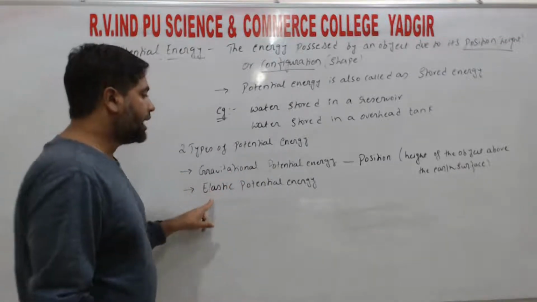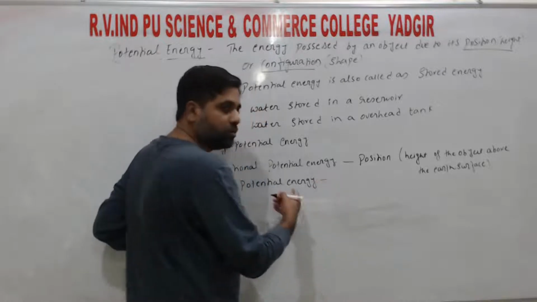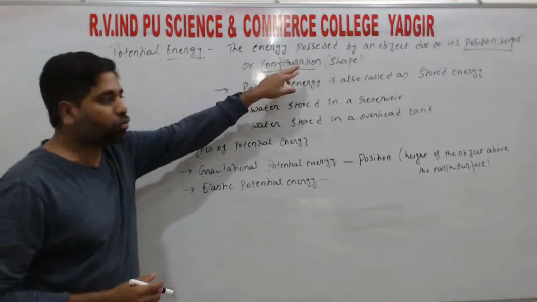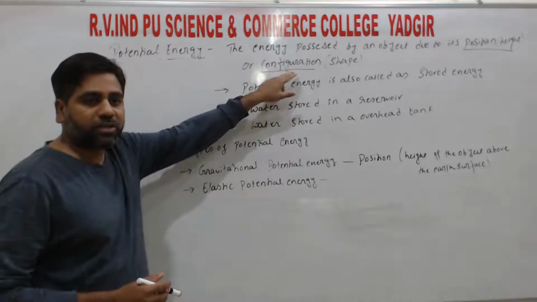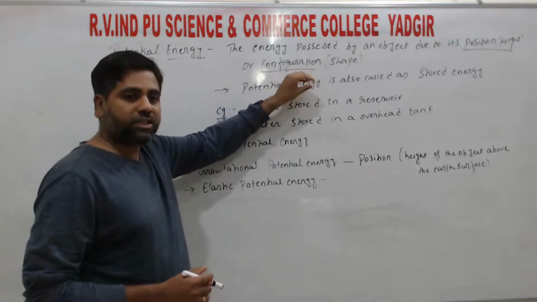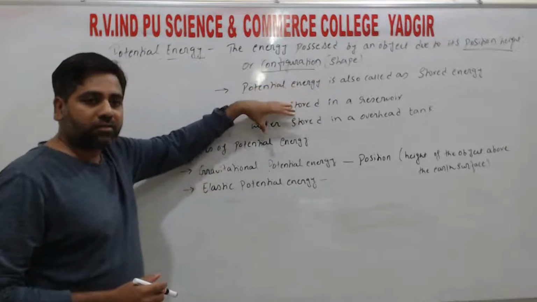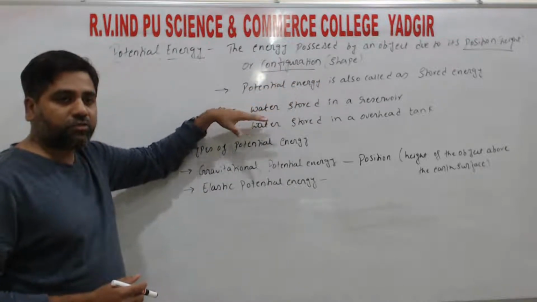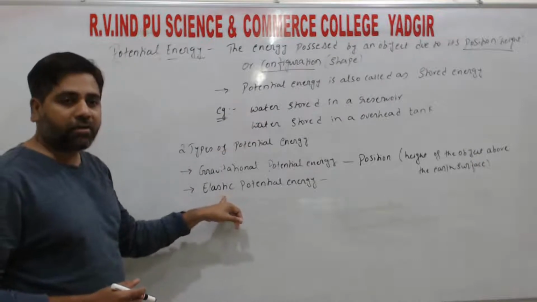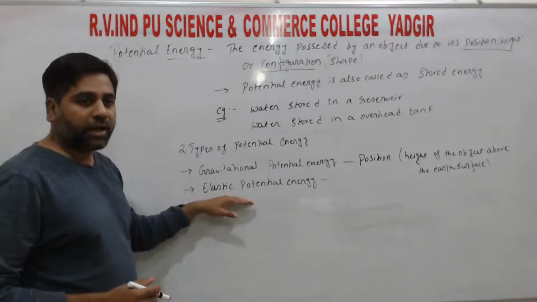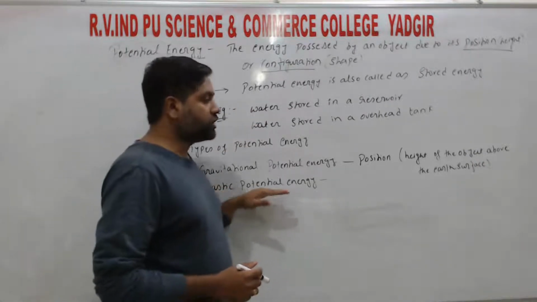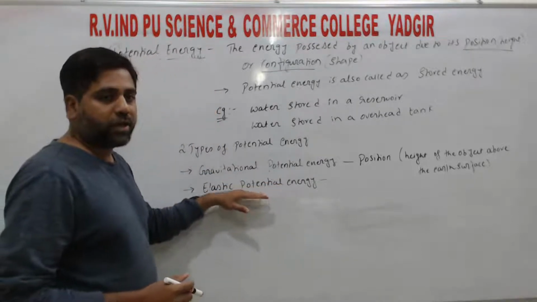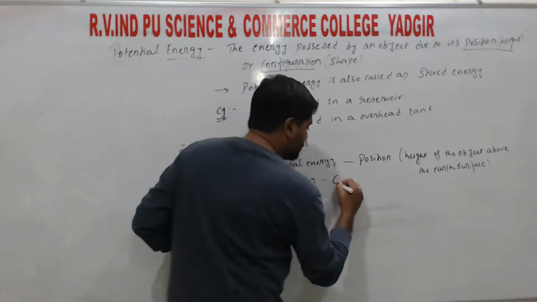Next, elastic potential energy, in a similar way. It is the energy possessed by an object due to its configuration, that means the shape of the object. When the shape of an object changes, the object possesses some energy, which we call elastic potential energy. Elastic potential energy is defined as the energy possessed by an object due to its configuration.